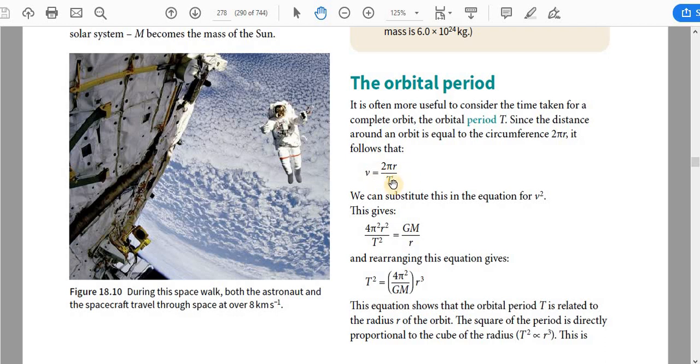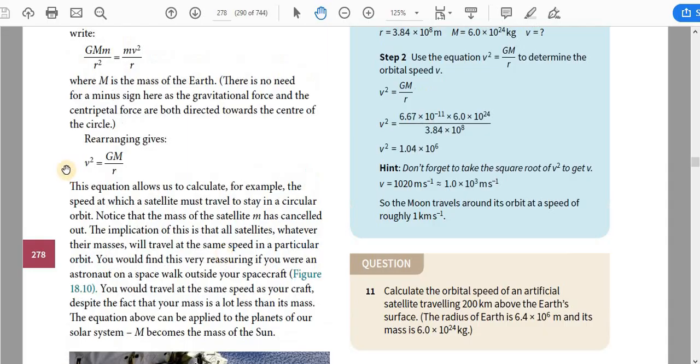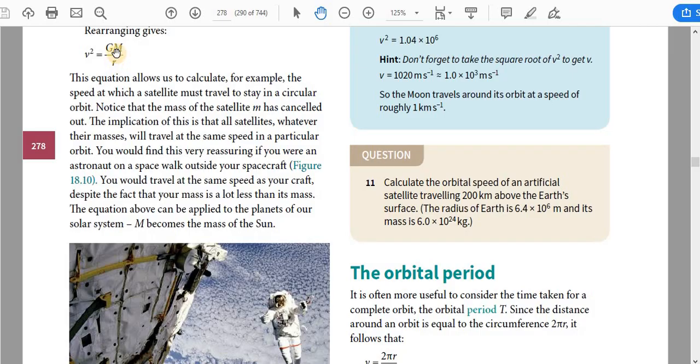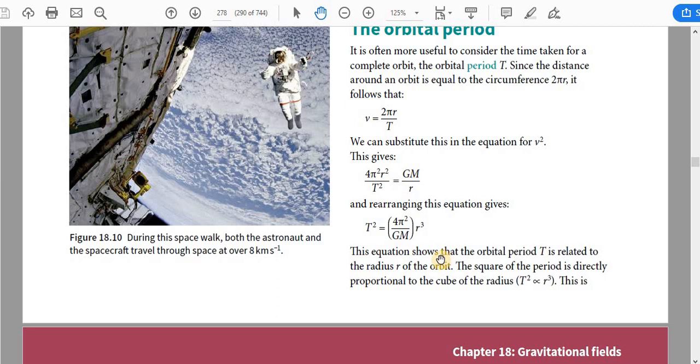So first thing is we can square both of these. v² is equal to 4π²r² over T². Okay, that is v². So we are squaring both sides first. So v² is GM over r, and you make T the subject of the equation after that. Once you square this side, that is v², and v² is equal to this. So that's how you get this here. Then T² is equal to 4π²r³ over GM.